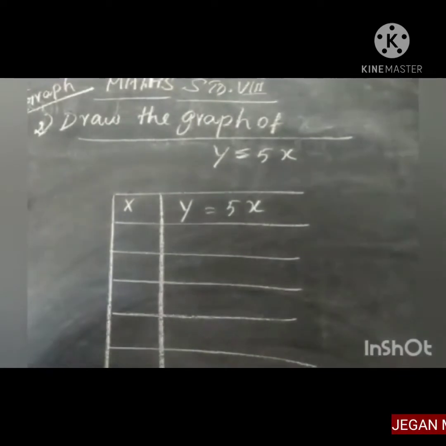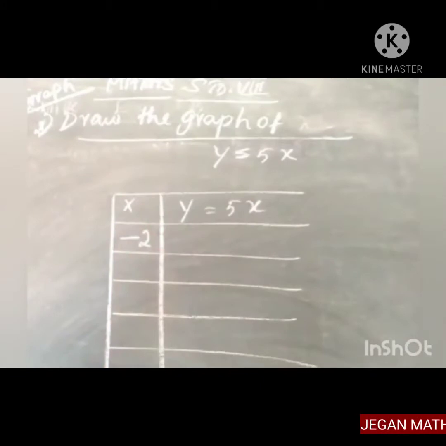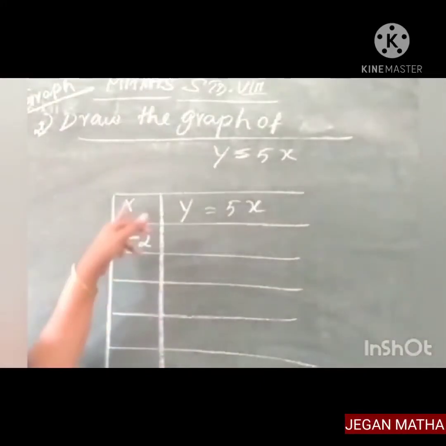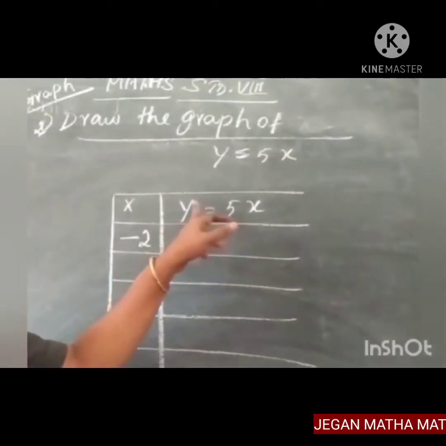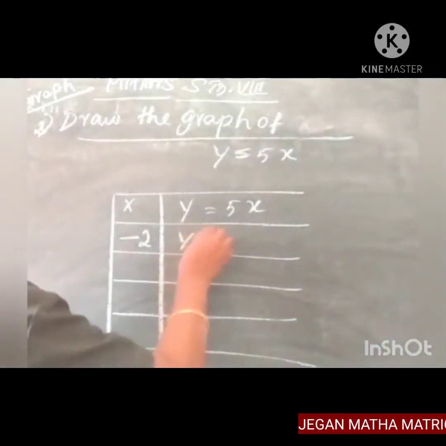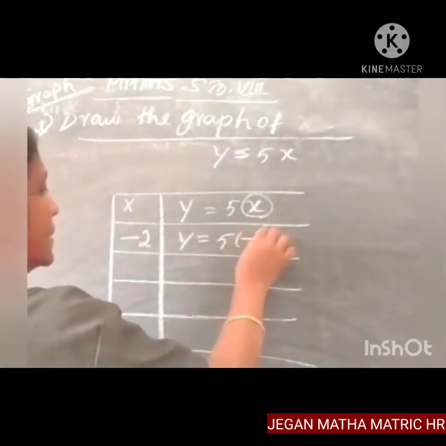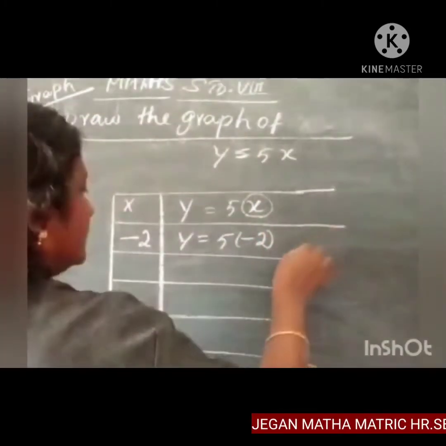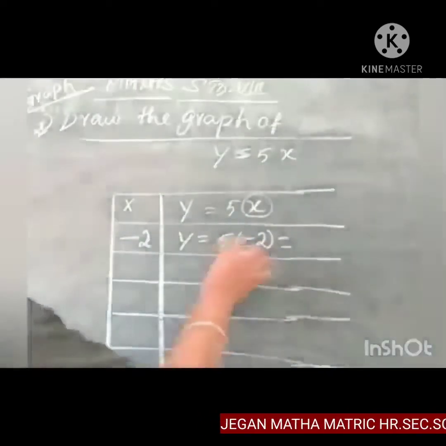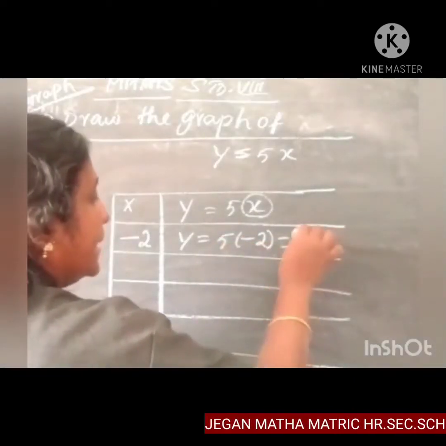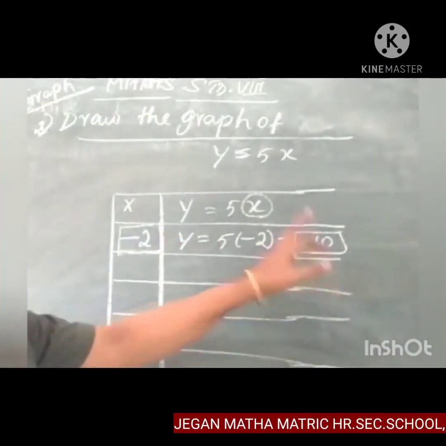The same, like 0, plus value 2, minus value 2. So I am giving minus 2 as the first value. Instead of x, I am giving x value minus 2, which means you apply this x value in the equation y equal to 5x. So y equal to 5 into, instead of x, you apply minus 2. What is the answer? You can multiply and find out. 5 into minus 2, the answer is minus 10. So here x value minus 2, y value minus 10.